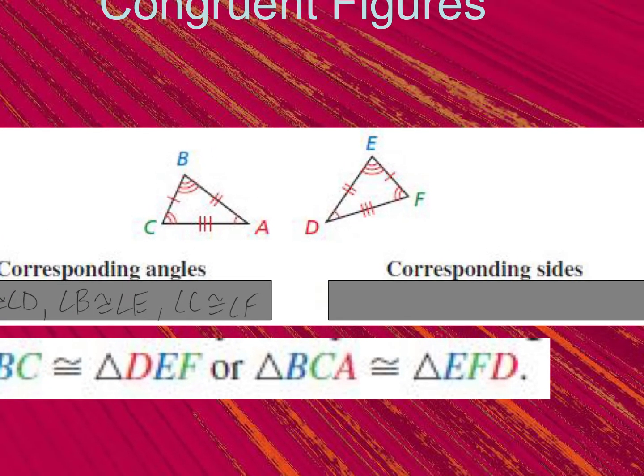What about the sides? Which sides are congruent to each other? Carson? CB is congruent to DE. No. Try it again. CB is congruent to FE.